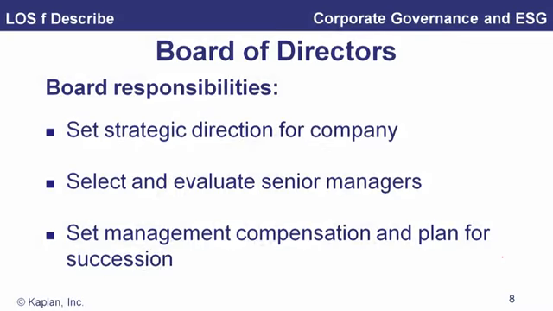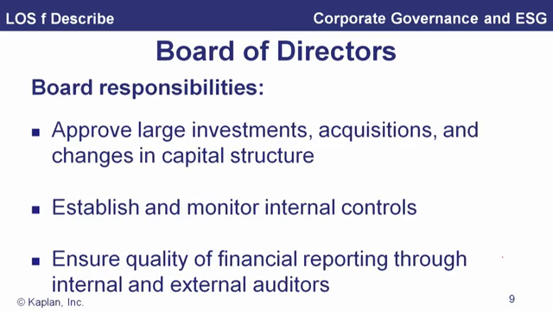The responsibilities of the board are to set the strategic direction for the company, select and evaluate senior managers, set management compensation, and plan for succession. These are important responsibilities. They also approve large investments, acquisitions, changes in capital structure, and establish and monitor the internal controls that really make up the corporate governance of the company. And the board also needs to ensure the quality of the financial reporting through internal and external auditors.